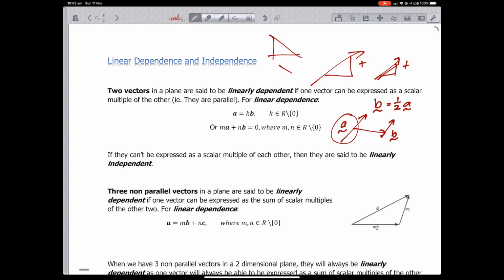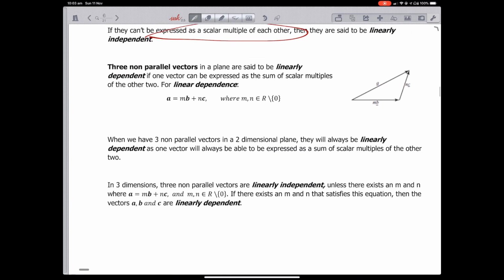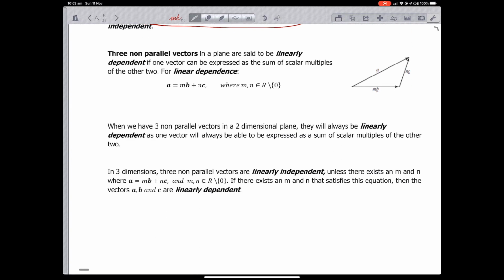With two vectors in a two-dimensional plane, they will only be linearly dependent if one is a scalar multiple of the other, i.e. one can be multiplied by some scalar factor, some number, to get the other vector. If they can't be expressed as a scalar multiple of each other, they're said to be linearly independent, i.e. they don't exist going in the same direction.